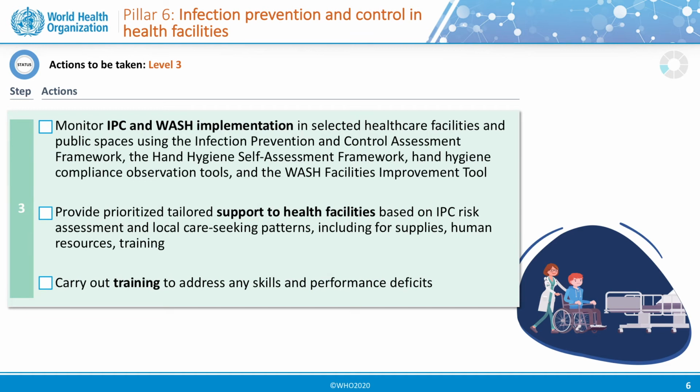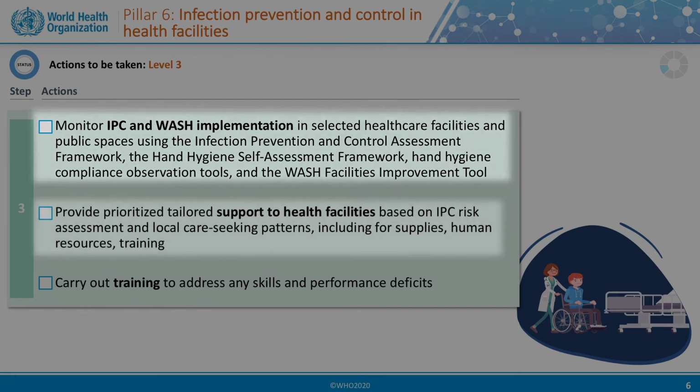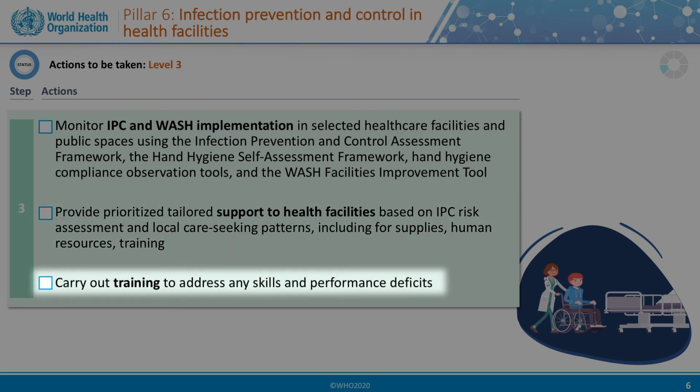Third-level actions include monitoring IPC and WASH implementation in selected healthcare facilities and public spaces using established protocols such as the Infection Prevention and Control Assessment Framework, the Hand Hygiene Self-Assessment Framework, Hand Hygiene Compliance Observational Tool, and the WASH Facility Improvement Tool. Tailored support to healthcare facilities based on IPC risk assessments and local care-seeking patterns is also recommended. Last, but not least, training should be put in place to enhance healthcare workers' skills and competencies.